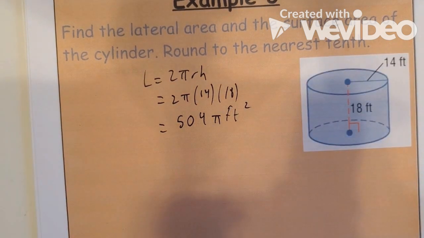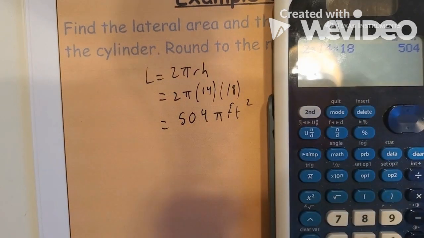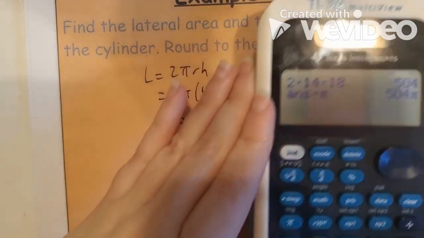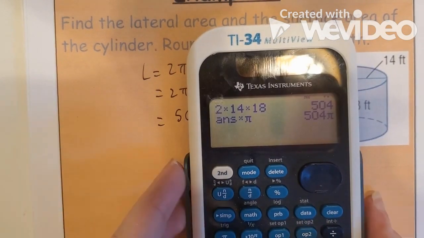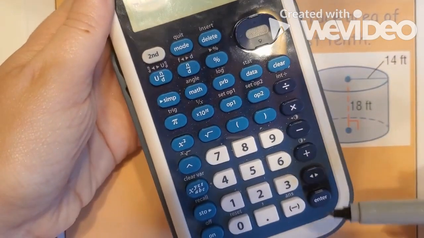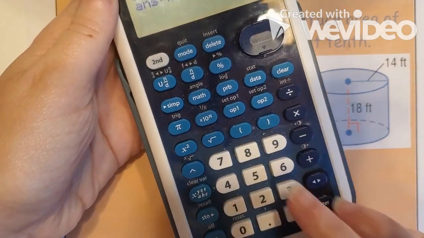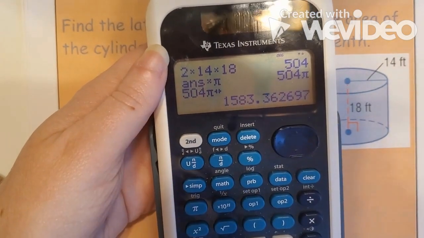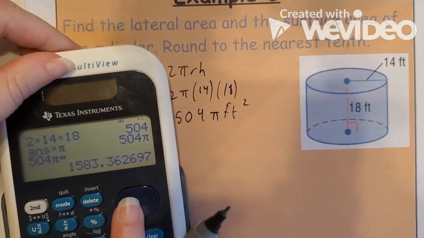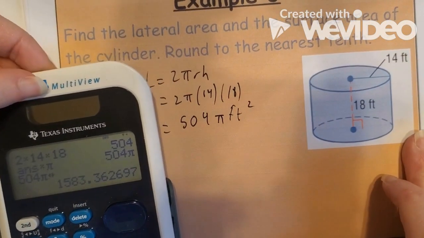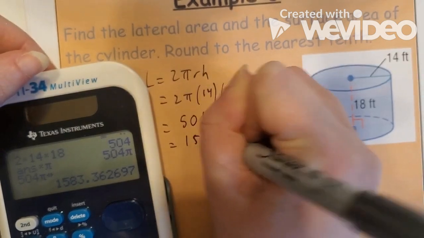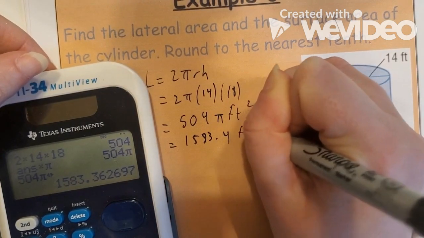This question does say to round off to the nearest tenth, so we can multiply this by pi. If you get something like this in your calculator, I think it's this button down here that will give you the decimal approximation. So the decimal approximation rounded to the nearest tenth is 1583.4 feet squared.